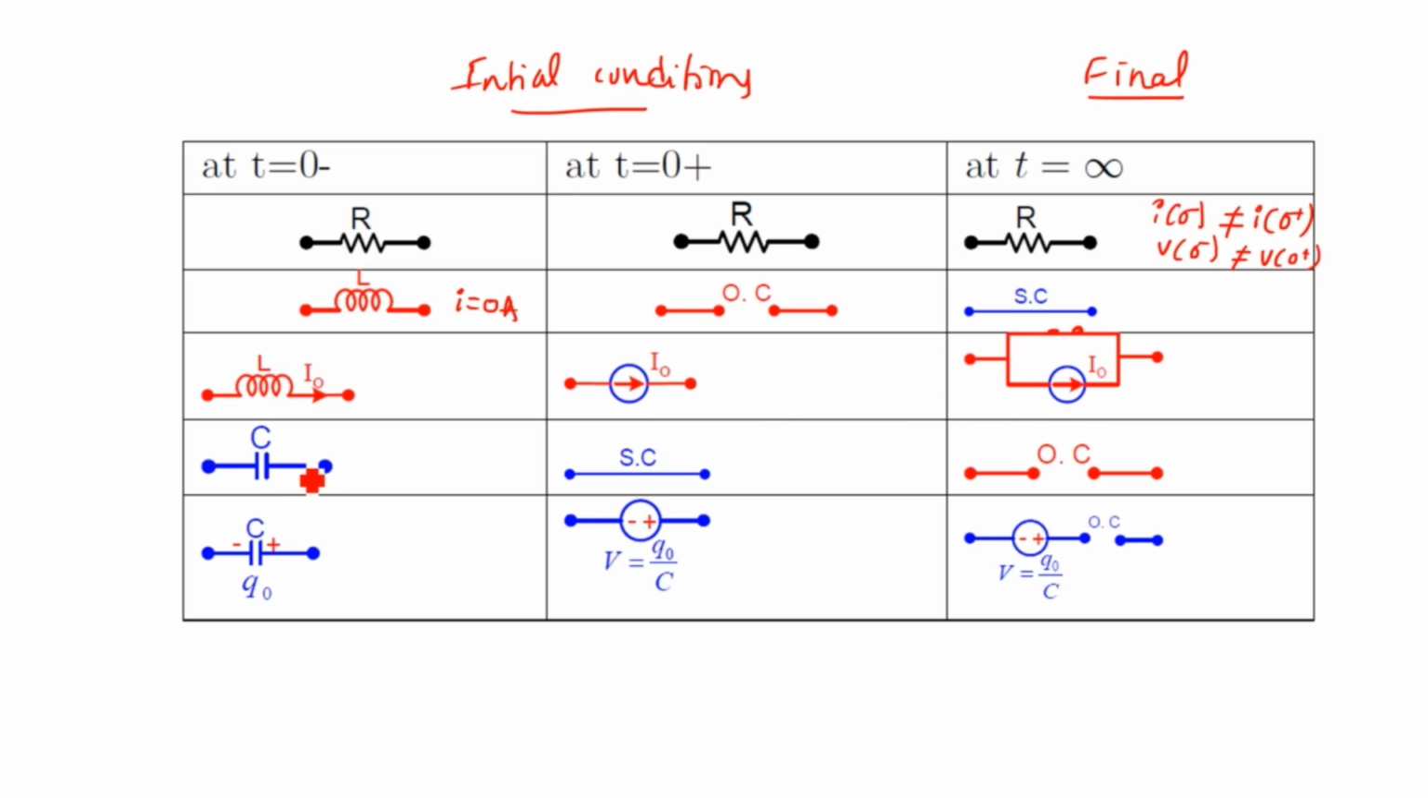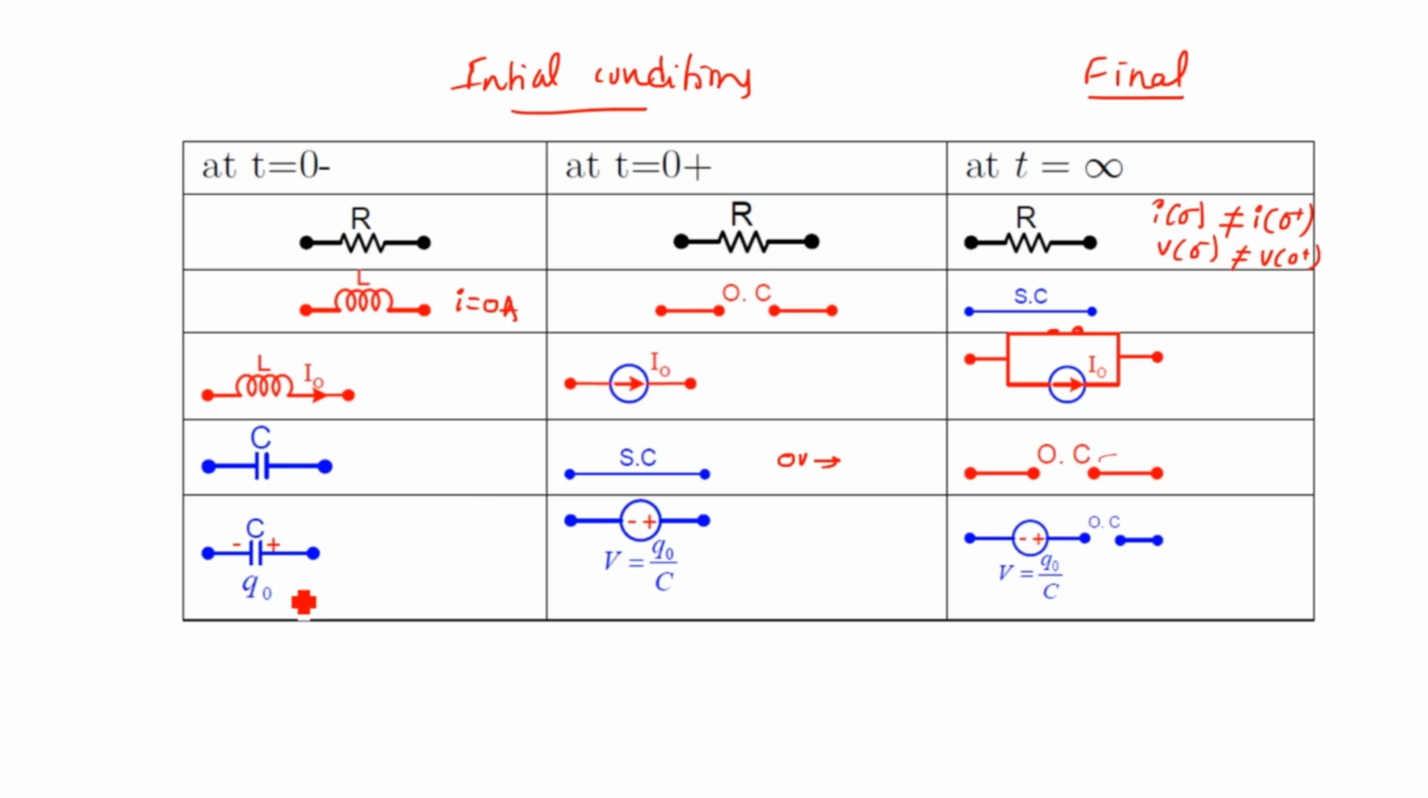Capacitor, initially it is uncharged, before switching it is uncharged. After switching it acts as a short circuit, because we find 0 volt. 0 volt can be represented as a short circuit here. And once the capacitor is completely charged, then it acts as an open circuit.